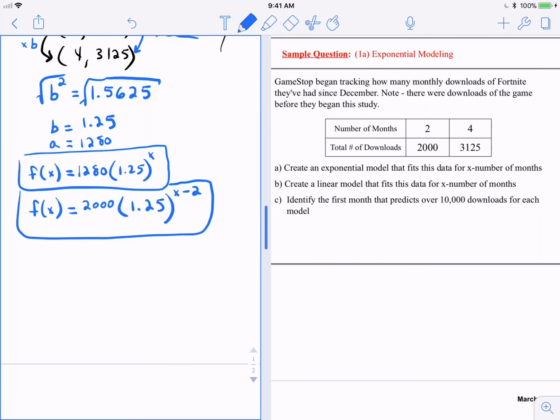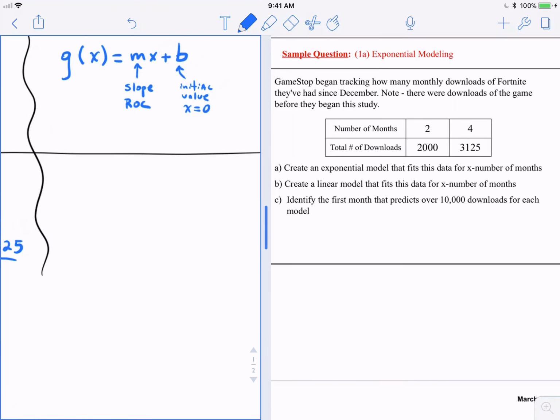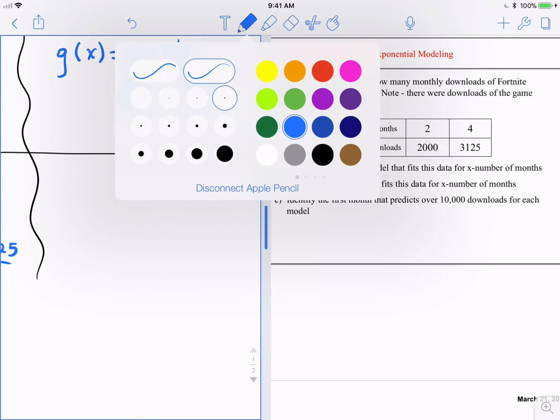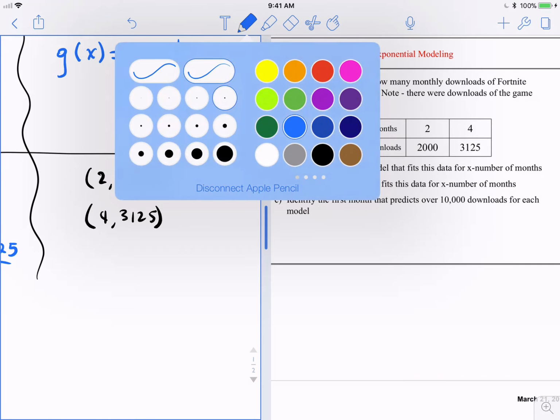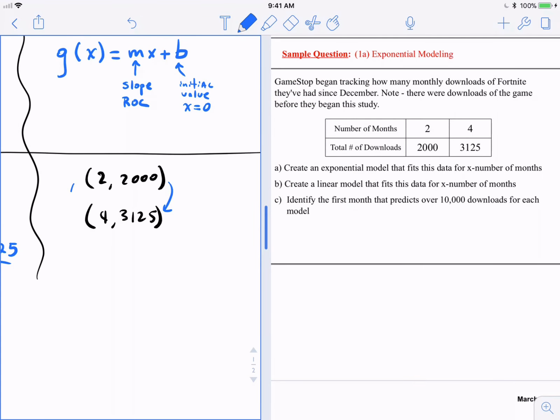And now the easier of the two, the linear model. So now I'm going to copy the points again. This should be very quick. 2, 2000, 4, 3125. Okay, so for linear, we're going to start with slope, delta y over delta x. What's the change in x? And the corresponding change in y. That's going to tell me my slope.